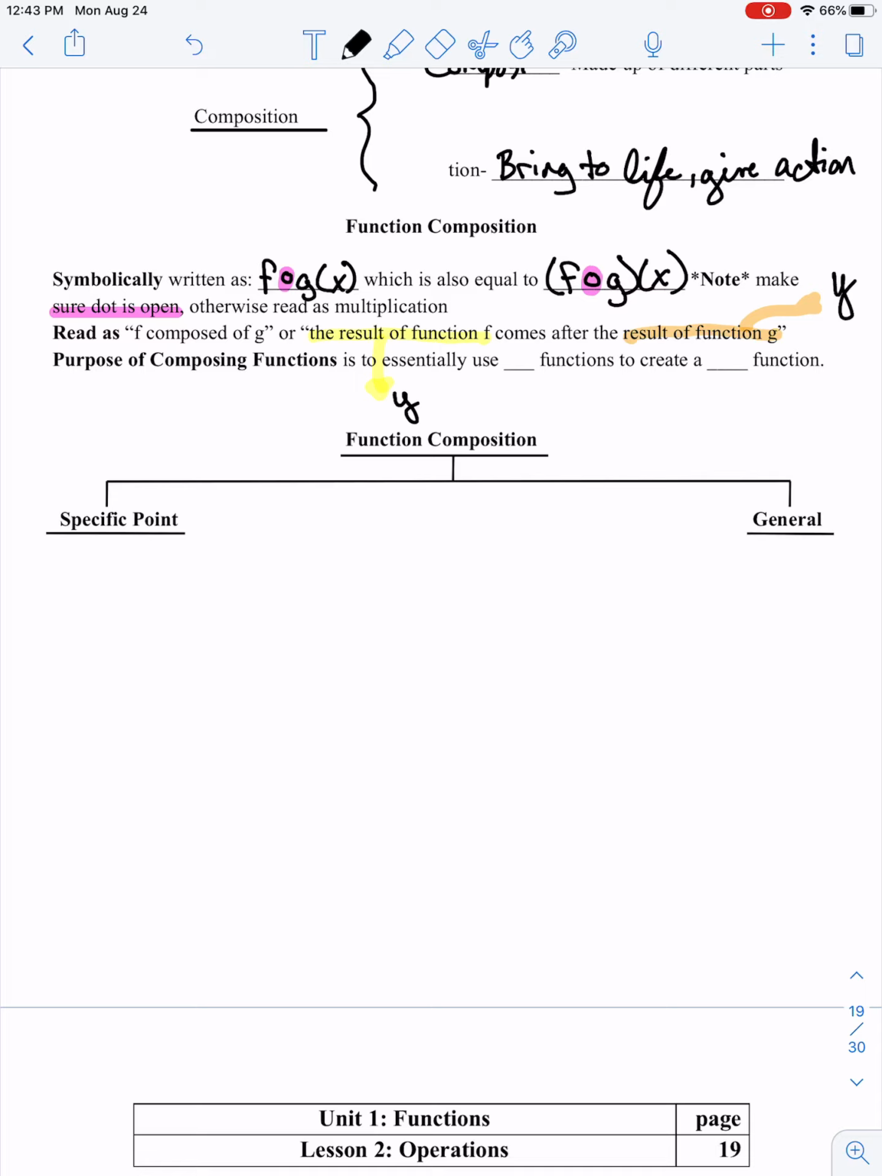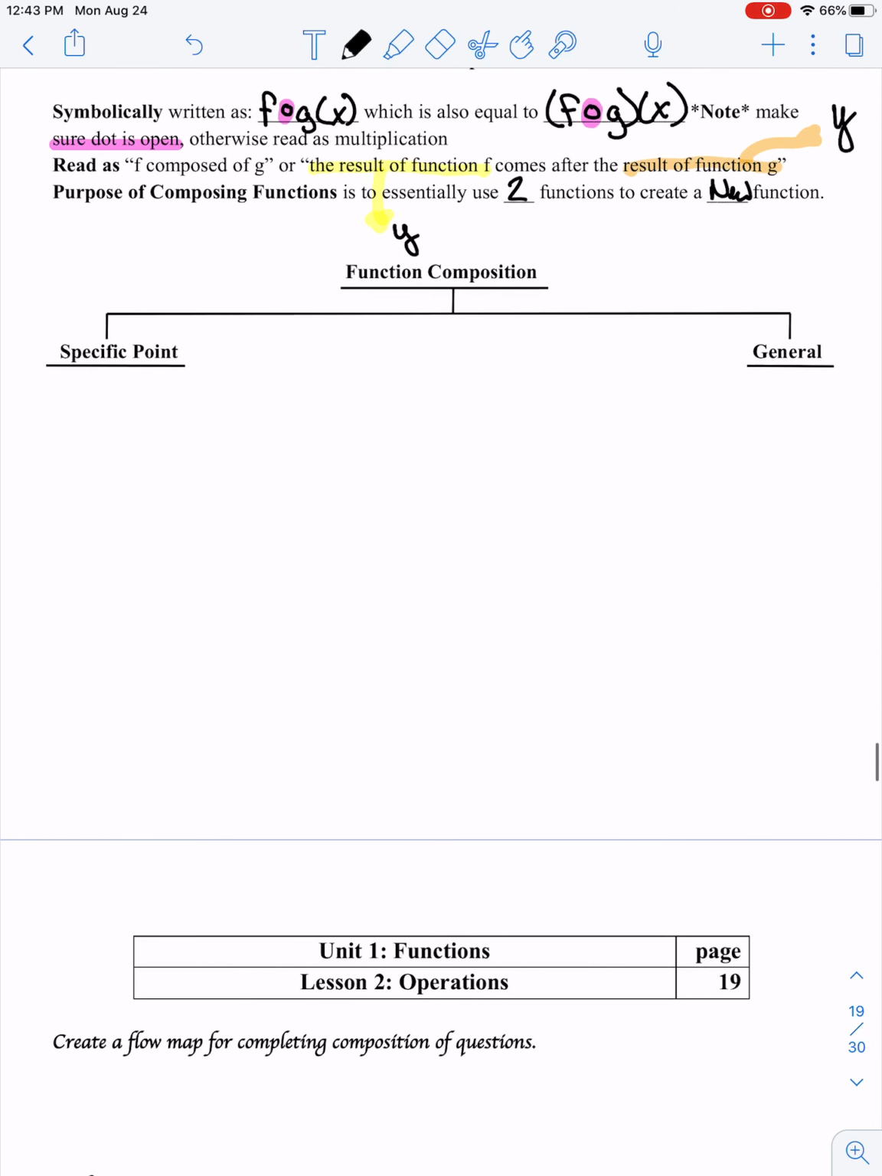So what you really do is use two functions to create a new function. You can compose functions about specific points or in general. Now, if you do a specific point, say you have the function f of x is equal to 2x, g of x is equal to x plus 3, and then a specific point, let's just say x equals 5. And you want to compose f of g of x.